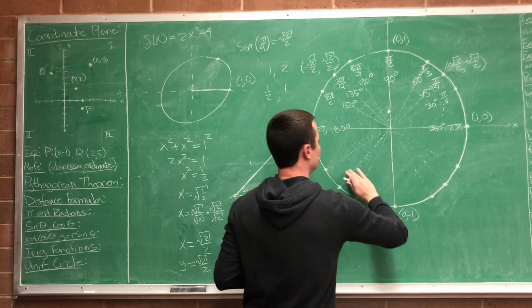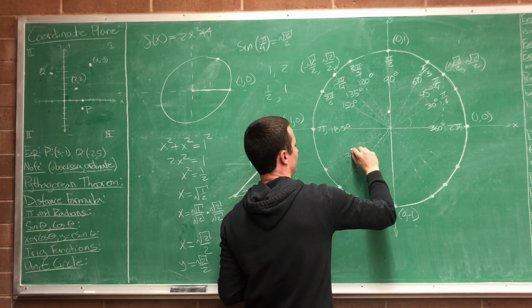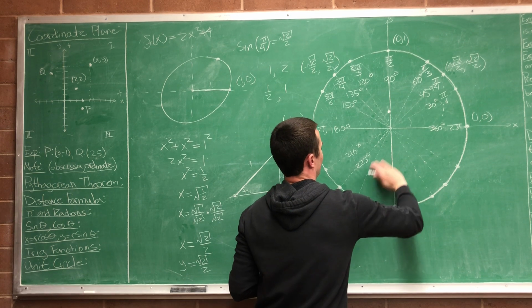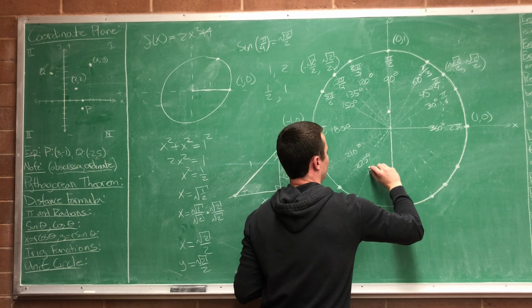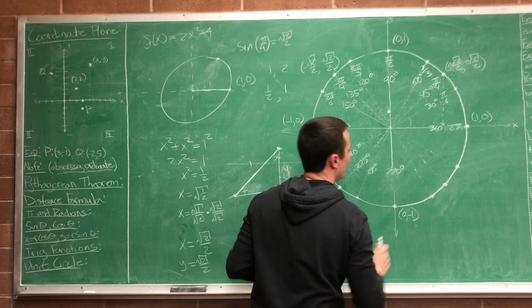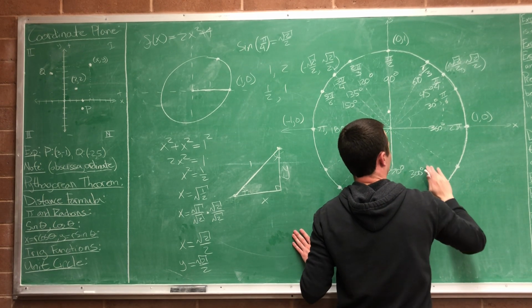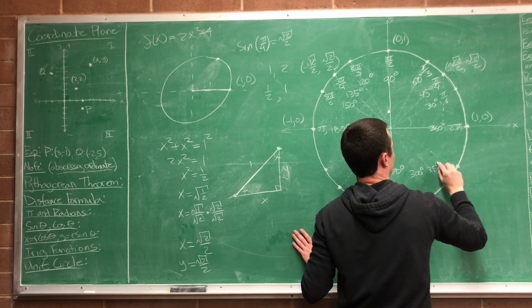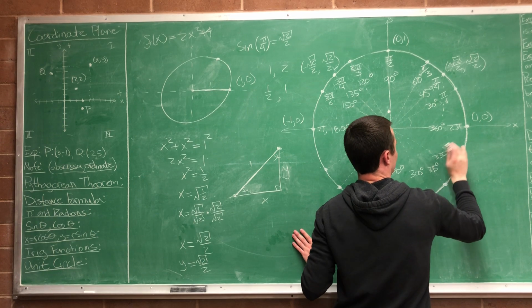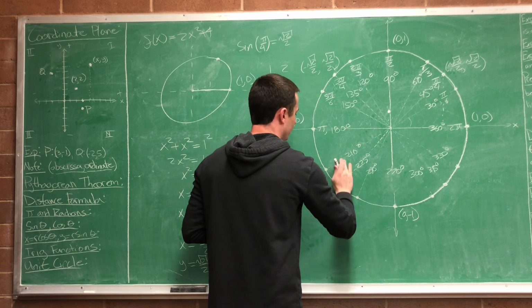Now, what about this point right here? Should we really quick plug in the rest of these degrees? Sure. So this one right here is 210 degrees. This one is 225 degrees. This one is 240 degrees. This one is 270 degrees. This one is 300 degrees. This one is 315 degrees. This one's 330 degrees. And then let's plug in their pi components really quick.